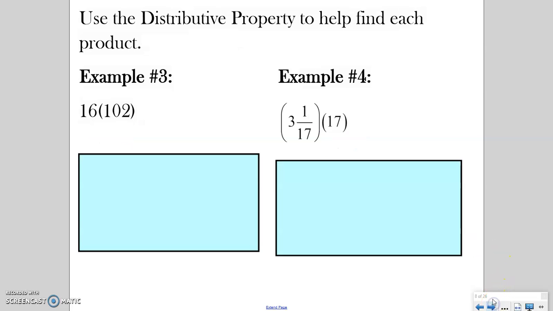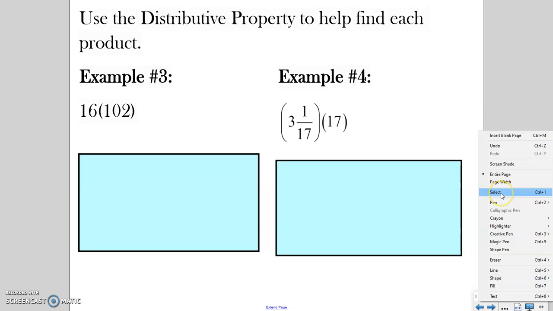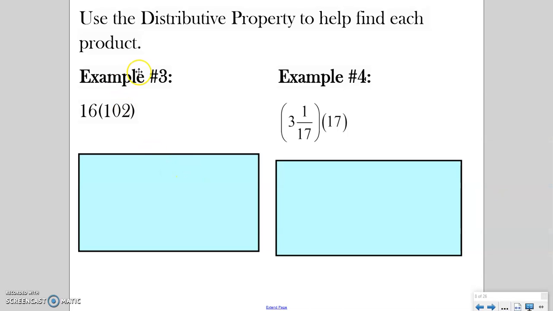All right, next one. Oops, let me go to select. All right, so distributive property, use the distributive property to help find each product. All right, so most of you might just put this in the calculator and like, okay, I got the answer. But when you're using distributive property, let's say you didn't have a calculator, how would you figure this out? You could do the multiplication work and waste your time, or use a distributive property. Notice how 102 can be broken up into two factors.